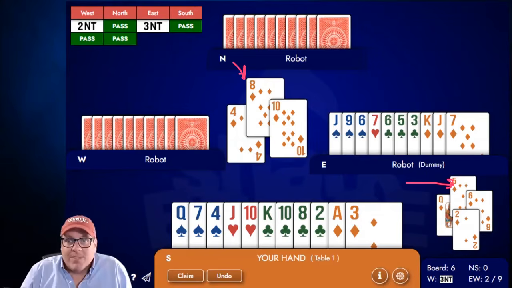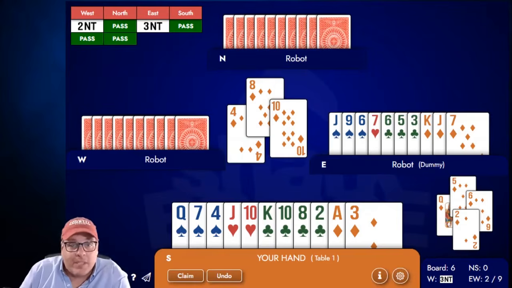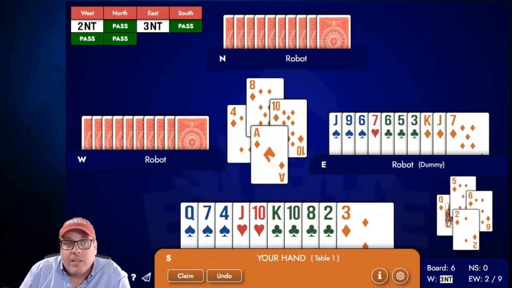That's an odd number. What odd numbers could they have? Well, only 3, folks. They have 3 diamonds, which means declarer started with 2, which means that is your correct play. The ace, right? We've disrupted their communication.